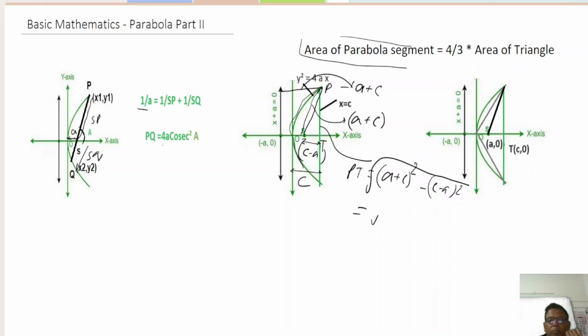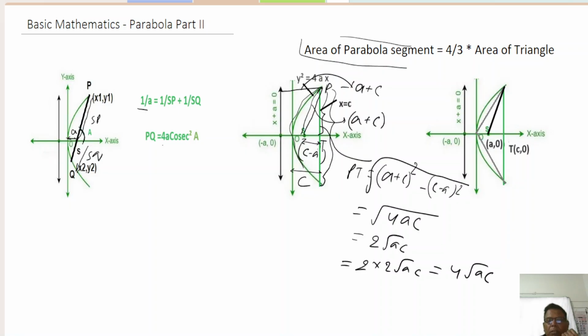That is equal to root over 4ac, that is equal to 2 root ac. So this is this distance. So the full distance is 2 into 2 root ac, that is equal to 4 root ac. Now this is the area of the parabola segment. The full segment will be 4 by 3 of this, 4 by 3 times the area of the triangle.